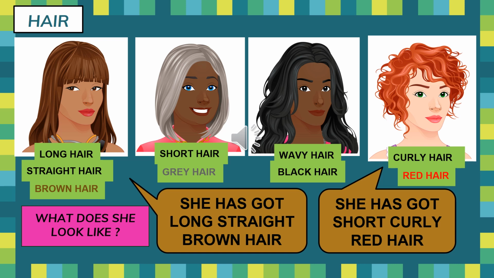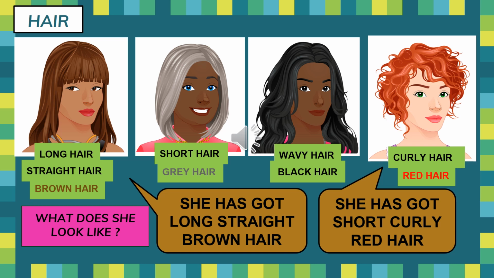The next picture, the size of the hair is short, and the color is gray. The third, the hair is wavy, and the color is black. And the last picture, the hair is curly, and the color is red.